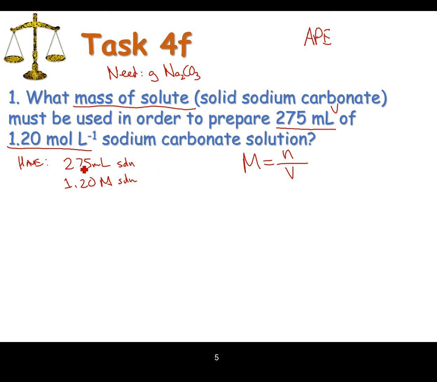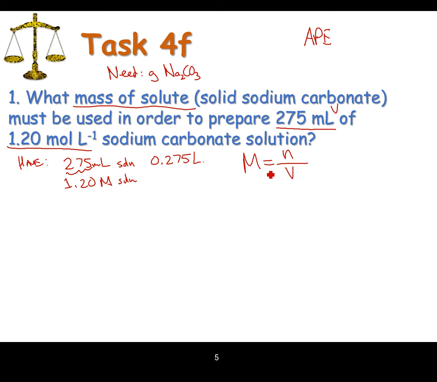So we have a couple things that we have to keep in mind here. The first is that this is in milliliters. We're going to have to do a conversion, which you can do as a decimal shift or dimensional analysis. You know that there are 1,000 milliliters in 1 liter, so we've got a shift of 3. We see that that is 0.275 liters. Now, our volume is good, and our molarity is now good.